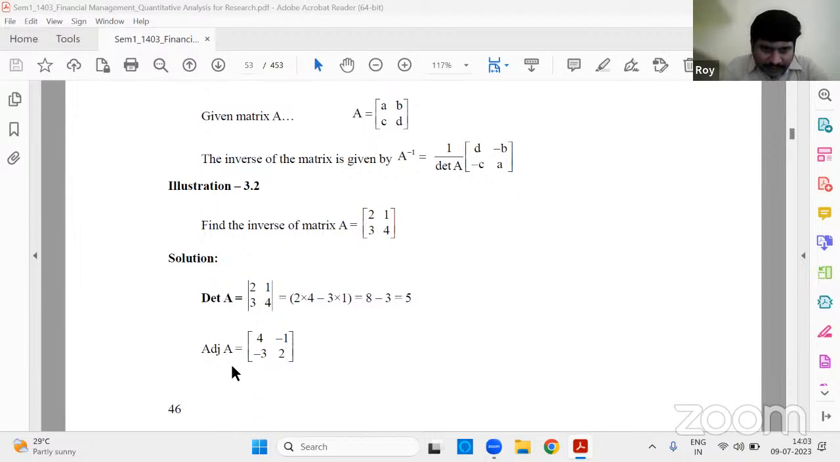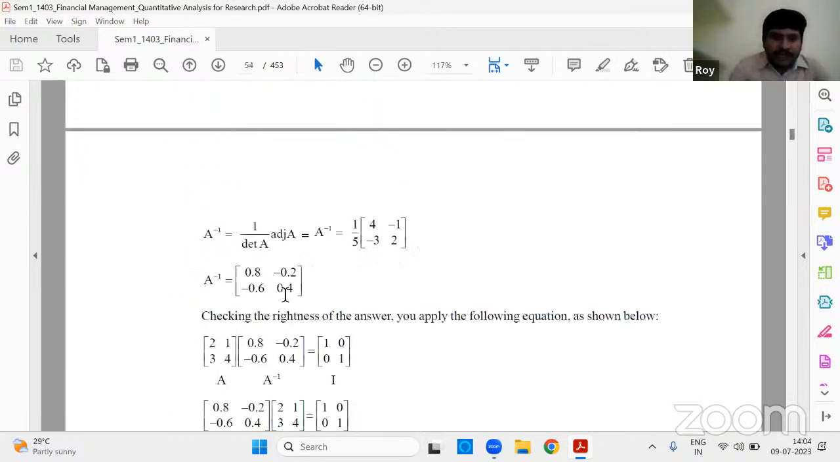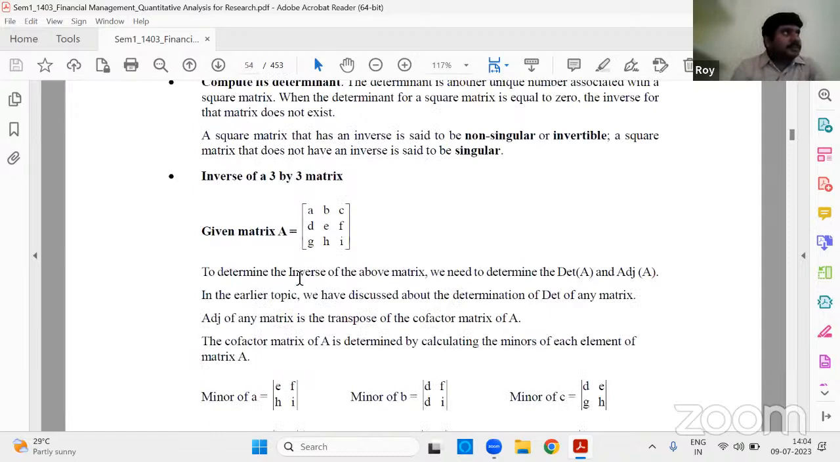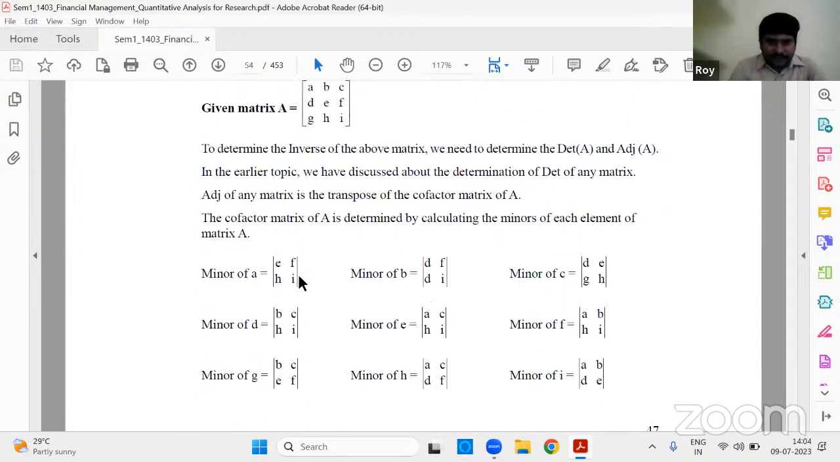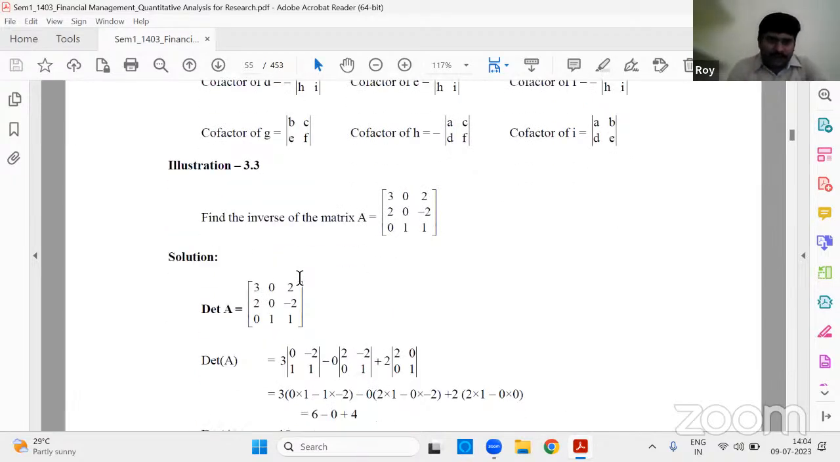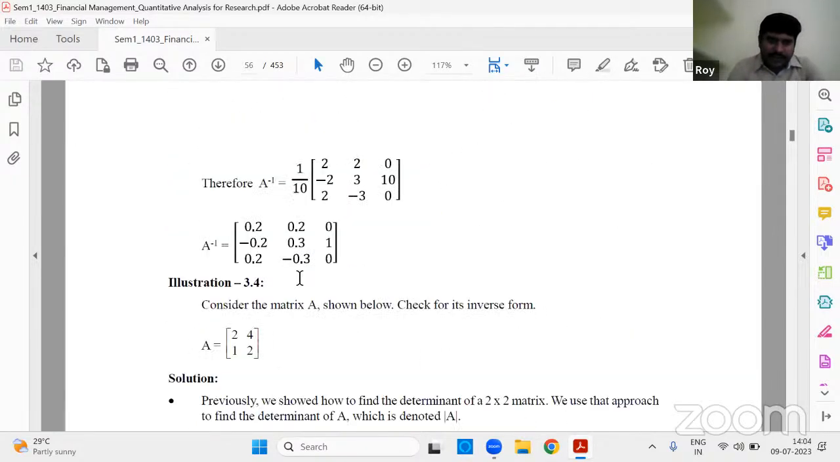Now, the adjoint of A. What is the adjoint of A? You write this 2 and 4 swapped. 4 will come there, 2 will come there. And 1 will become minus 1, 3 will become minus 3. That's it. 1 by determinant of A into adjoint A. This is the answer, the inverse of the matrix. These are all the parts of this. If you go through these examples, you will understand clearly.